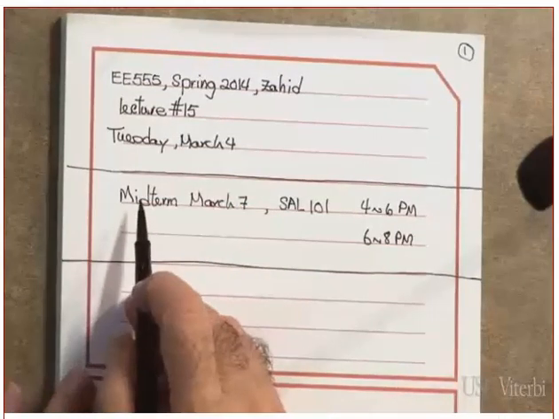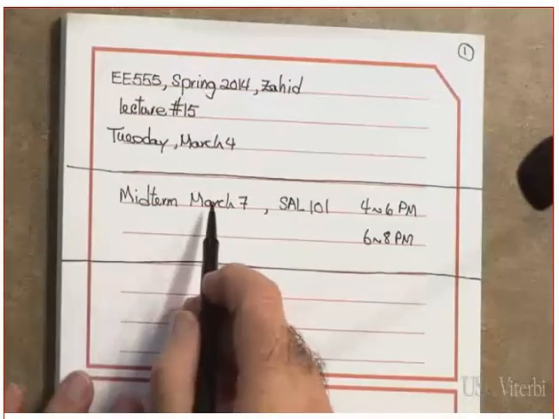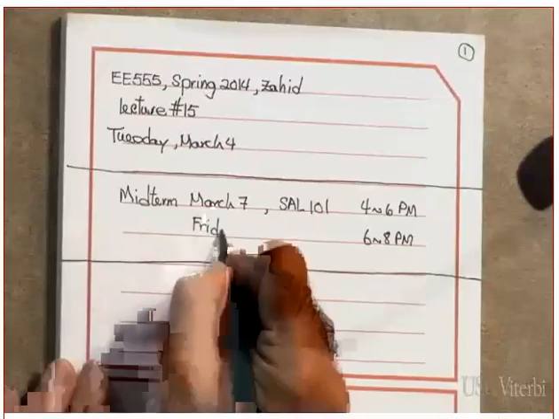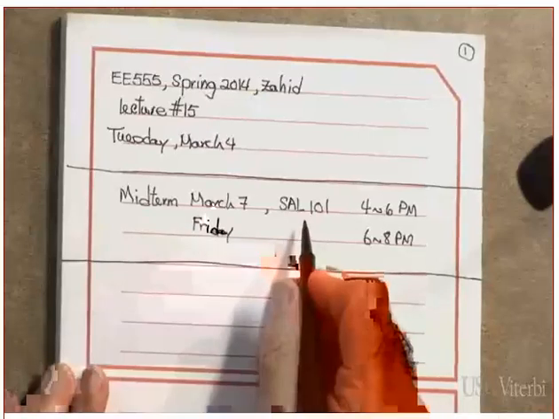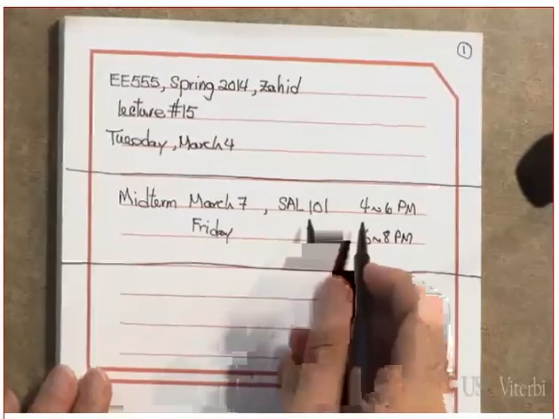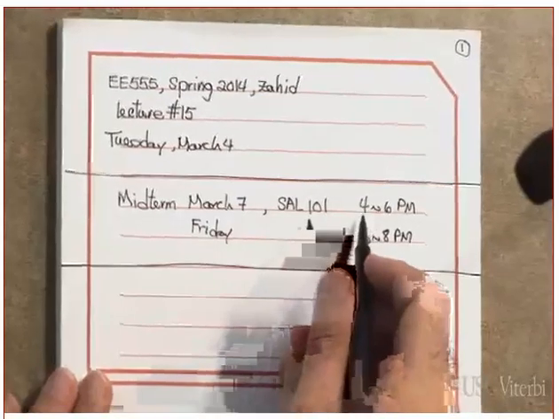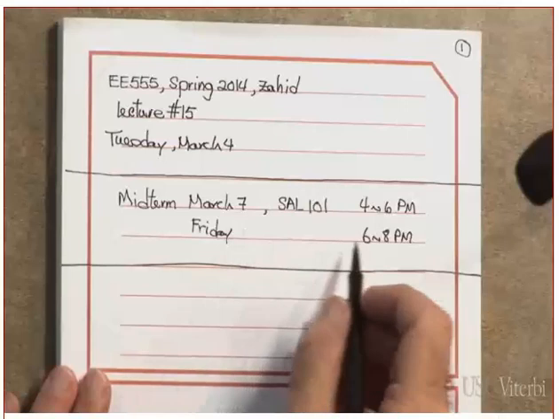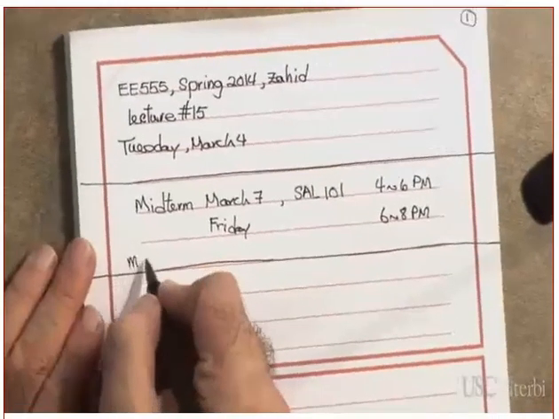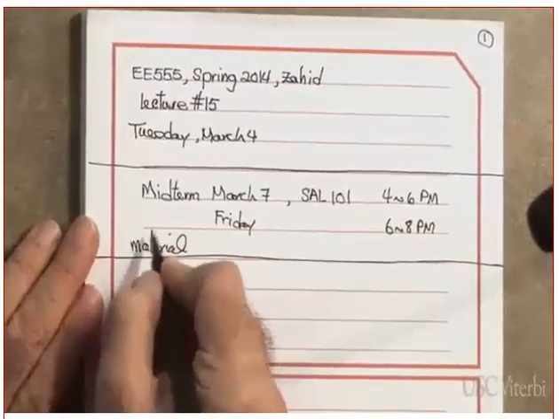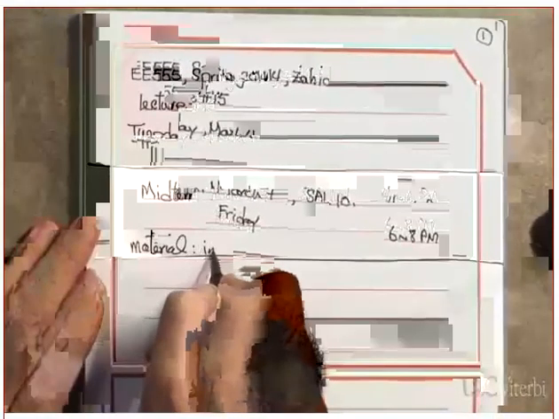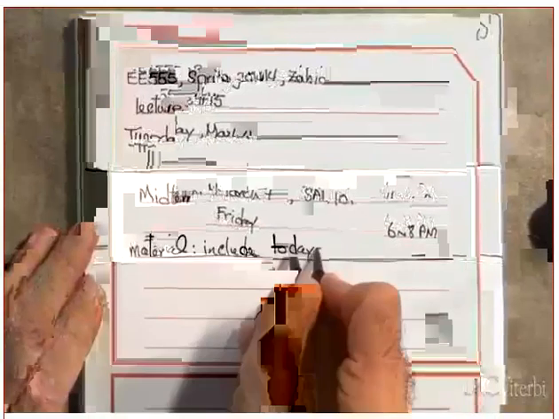One final reminder is we will have our midterm on March 7, which is Friday. And the room is Salvatore 101. If you are session 1, your exam will be from 4 to 6 p.m. And if you are session 2, your exam will be from 6 to 8 p.m. And the material includes today's lecture, not Thursday's. Thursday's lecture will not be included.